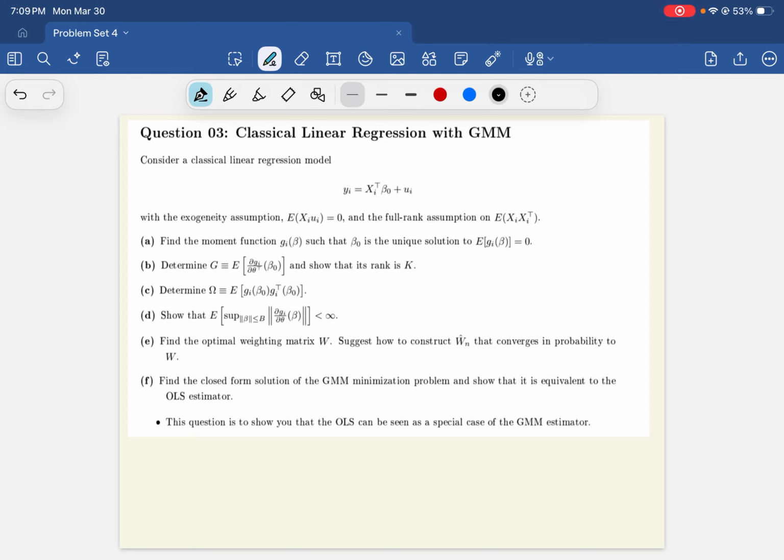Okay, question 3. This is another interesting question. In the classical linear regression chapter, I gave two examples to estimate the model. One was the OLS, the other was MLE, like the likelihood estimator, which can be used if you additionally assume a normal distribution. But now we may apply the GMM to estimate the same model, right? Let's think about it.